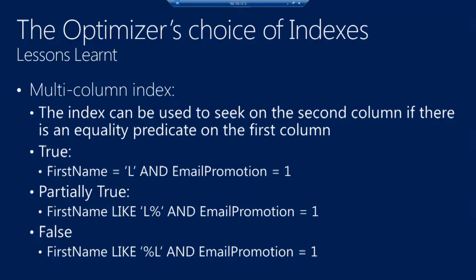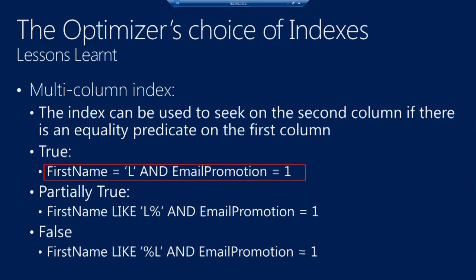A very less known fact about the optimizer and its choice of indexes. So the index, I repeat, can be used to seek on the second column if there is an equality predicate on the first column. Or to put it in other words, if there were 3 columns, it can actually seek on the third column only if there are equality considerations on all the previous columns. That's the point.